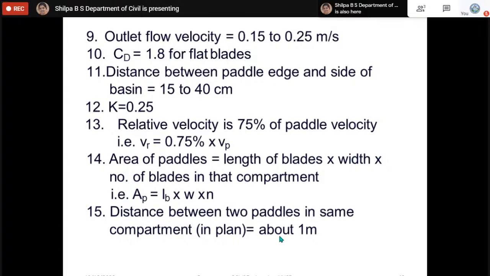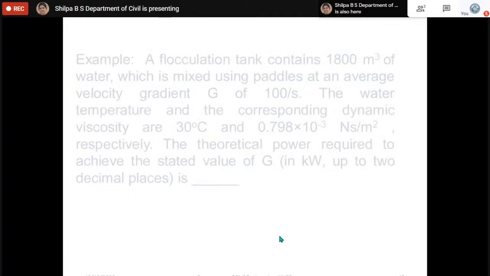The CD value depends on the shape of the blade. The most commonly used are flat blades, for which it is about 1.8. The distance between the paddle edge and the side of the basin is 15 to 40 centimeters, and the constant K value is 0.25. The relative velocity is 75% of the paddle velocity, and the area of the paddle is the length of the blades, times the width, times the number of blades in that compartment that we have provided. And the distance between two paddles in the same compartment will be about 1 meter.